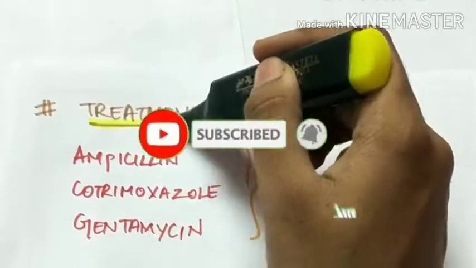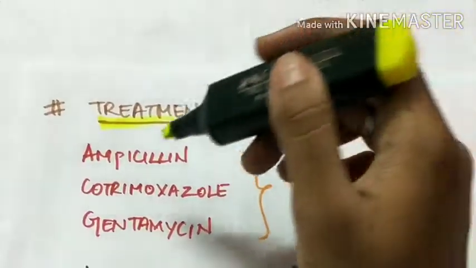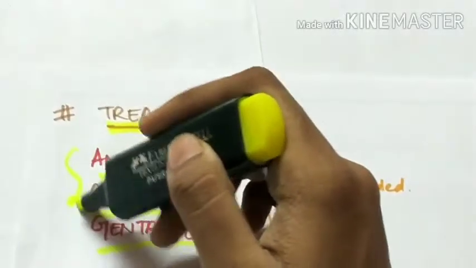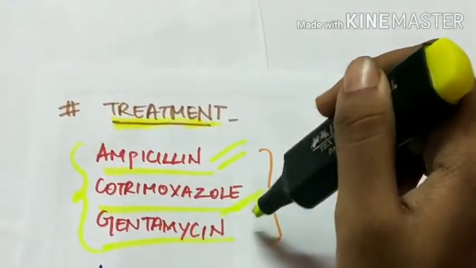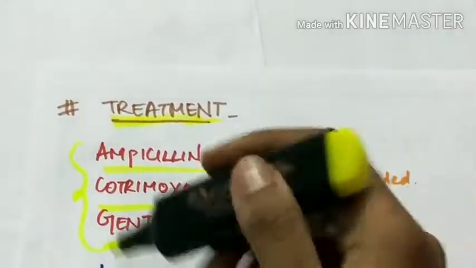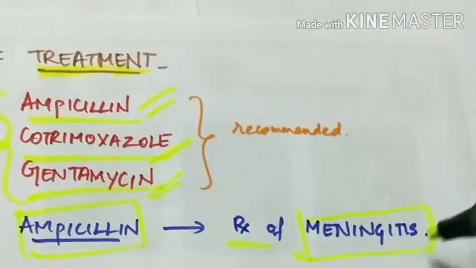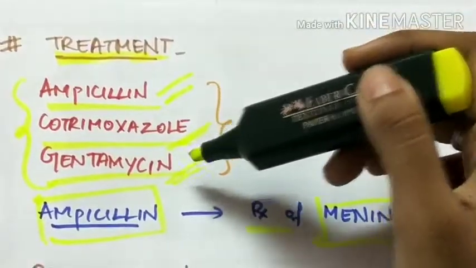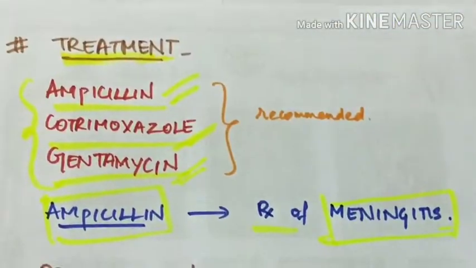Finally, the treatment and the prevention. First, treatment. The recommended treatment is ampicillin, cotrimoxazole, and gentamicin. These are the antibiotics used. Ampicillin is used for the treatment of meningitis.